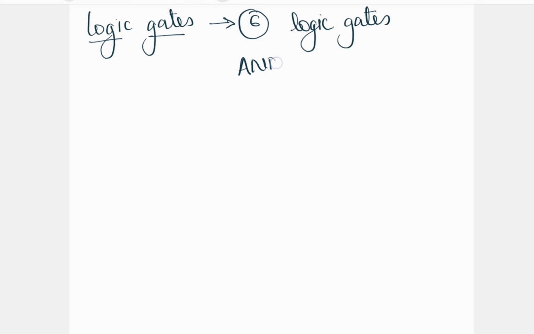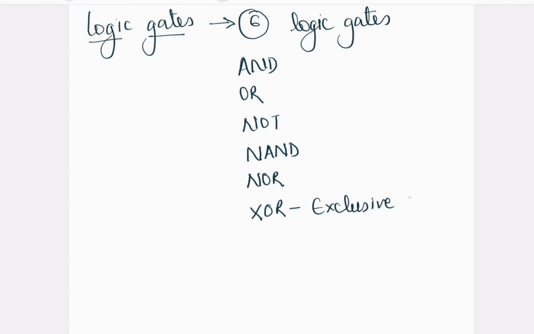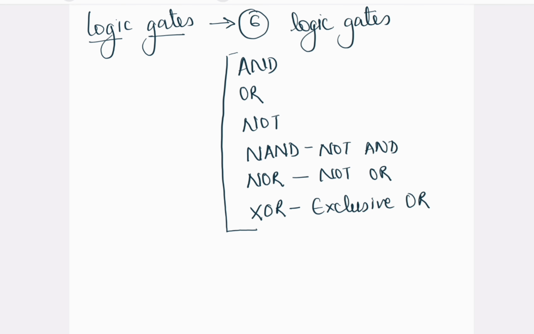AND, OR, NOT, NOT AND, which is also pronounced as NAND, NOT OR, which is NOR, and XOR, which is exclusive OR. So let me put the details for reference. This is also called exclusive OR. This is also called NOT OR, and this is also called NOT AND. If you pay close attention, you'll see that all these gates are written using uppercase. So that's one thing we need to remember.